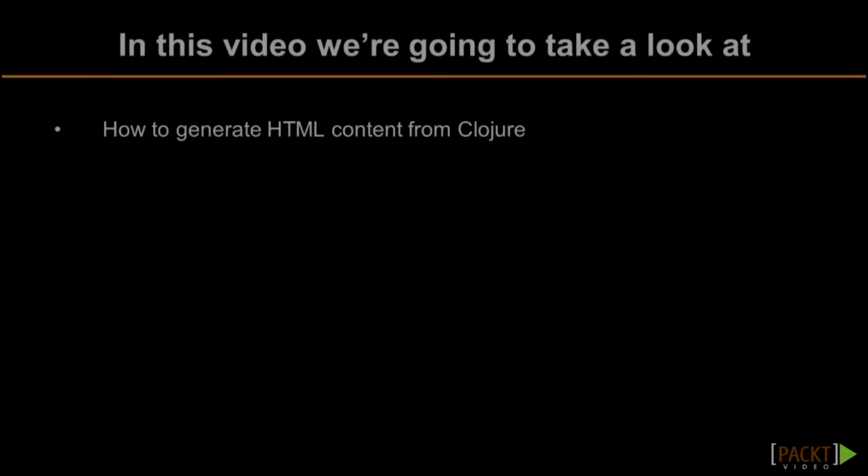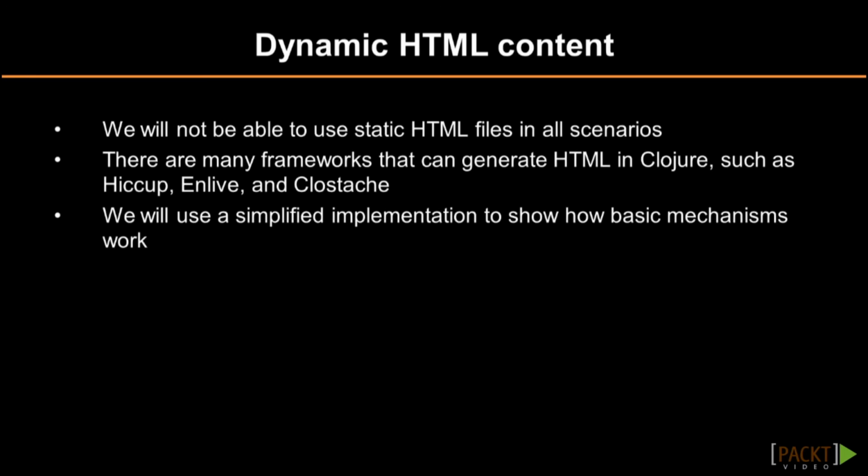In this video, we will learn how to generate HTML content with Clojure. HTML is the standard language that is used to control what the web browser displays to the user. Our HTML will not always be static, as it was in the previous examples, and we would surely need a way to generate it in a convenient way.